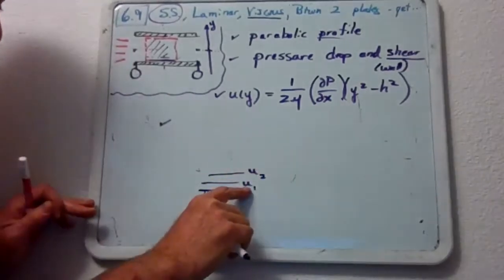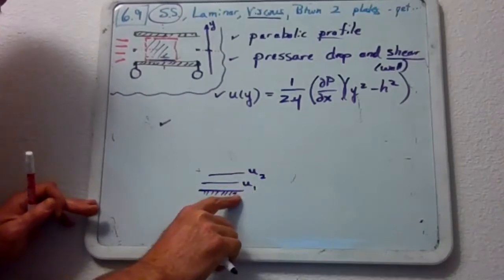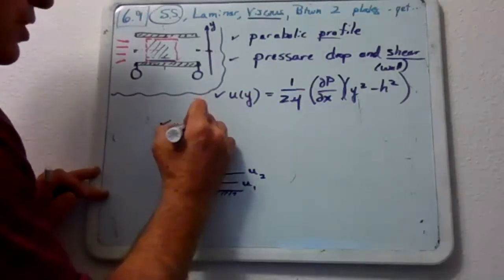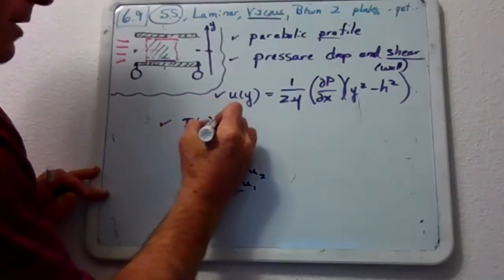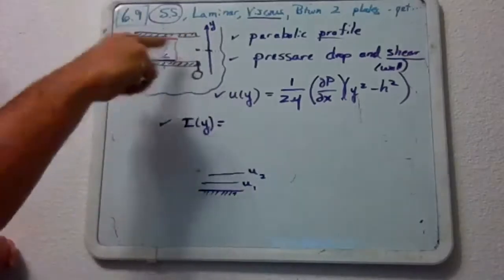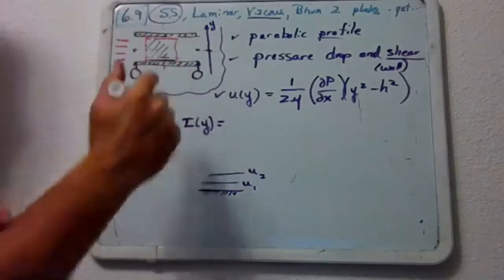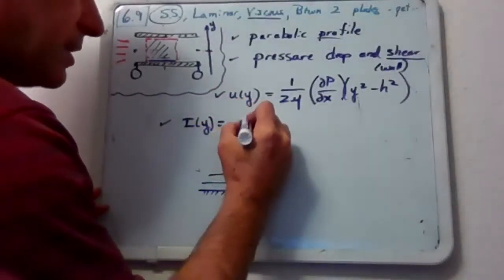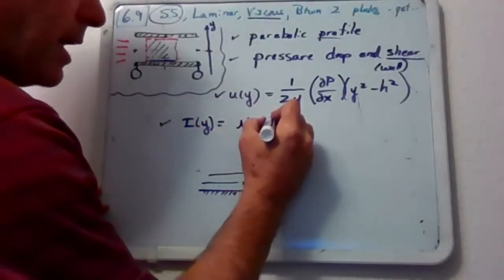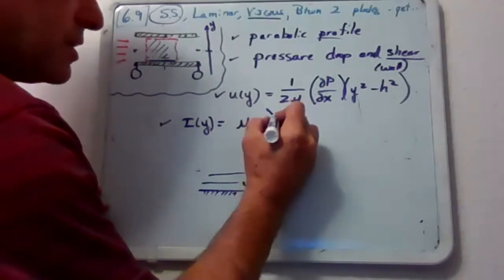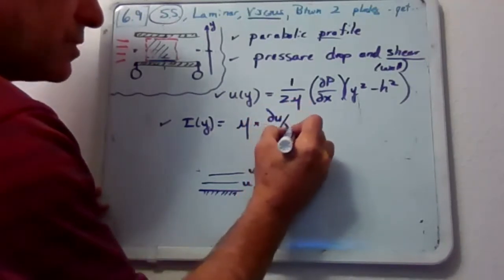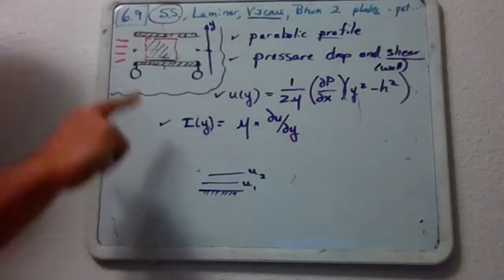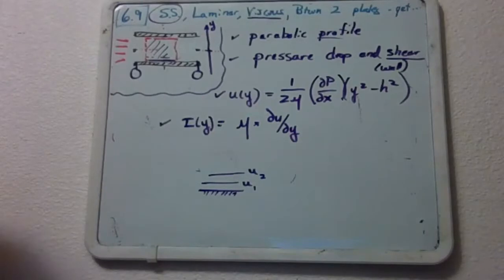If a layer is moving relative to a wall, the relationship we get is that the shear at any point y in a fluid is proportional to the viscosity, multiplied by the rate at which the speed changes with respect to y. Okay, that is old news, but I want you to know that it applies to this situation.